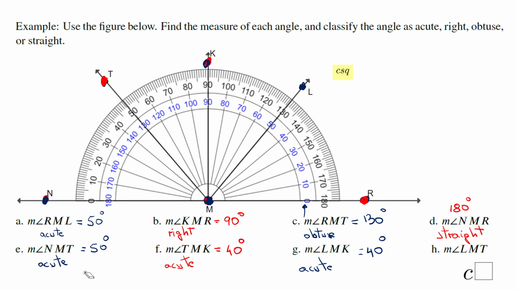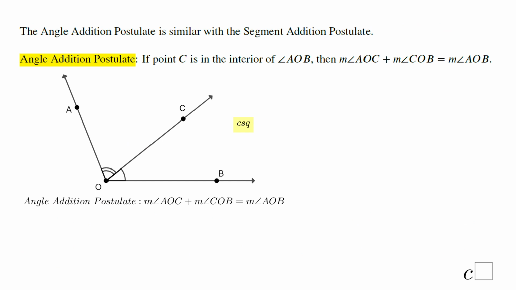Now let's take a look at the last one in this problem. We have angle LMT. LMT. Okay, this is this angle. And we can see 130 here, 50 here. That will be 80 degrees. And that will be still an acute angle. Let's go to the next part of the lesson.